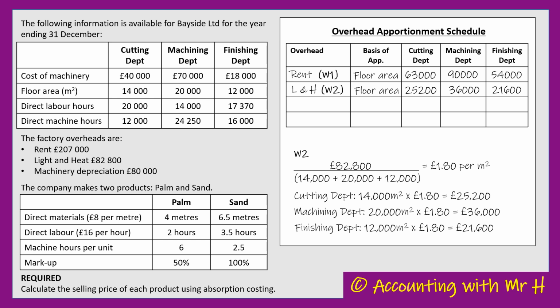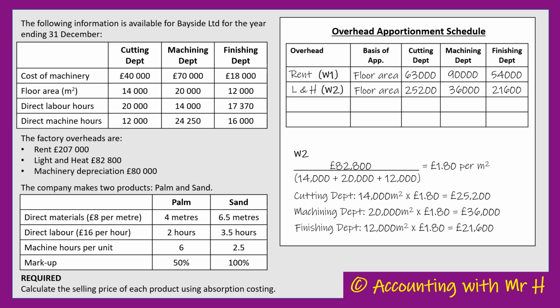Perhaps just worth noting at this point, why we are doing this. These are the overheads, so these are the indirect costs. These are the things that we can't assign to specific cost units. In other words, specific products. So the two products that this company makes, the palm and the sand, there's no way of saying, oh well, each palm needs to have this much rent. We've got to find a way of sharing it out, and this is how this business is doing it.